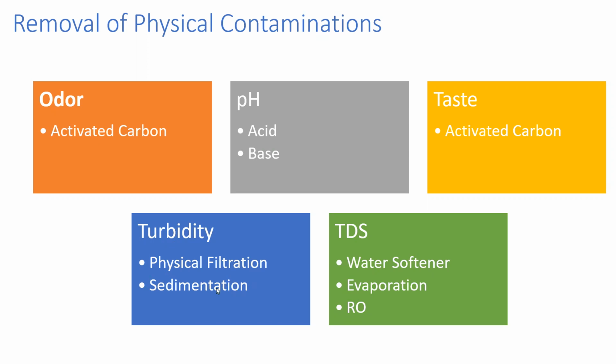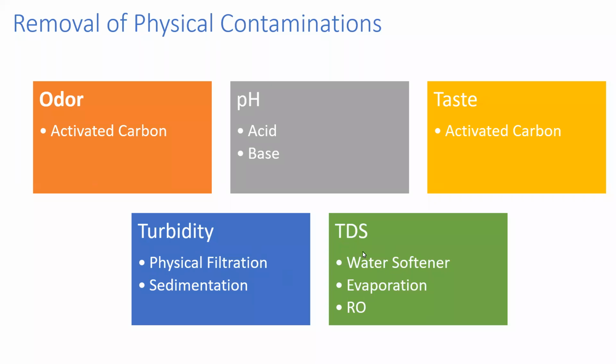Sedimentation, like, those people who have been living in villages would have used alum for the sedimentation. If you put alum in the water, it will take all the dirty particles and they will settle down, and you can simply take the water from the top, and it is good looking. So this has been practiced in the past.